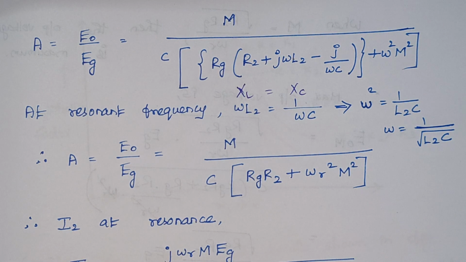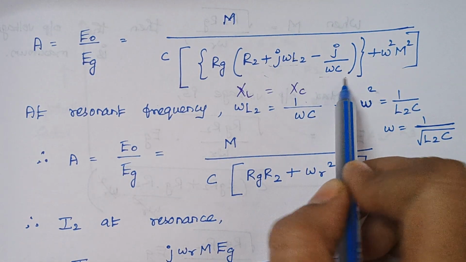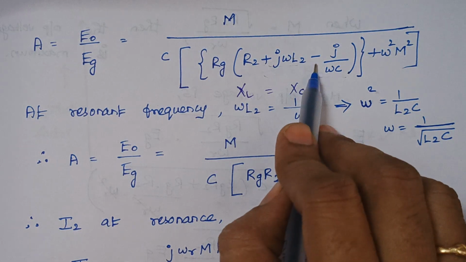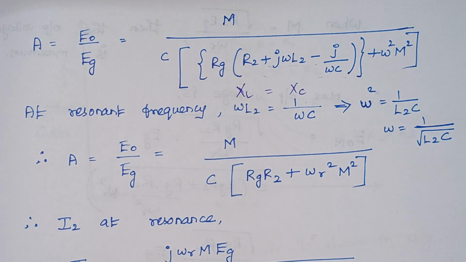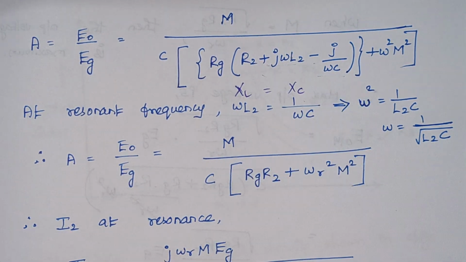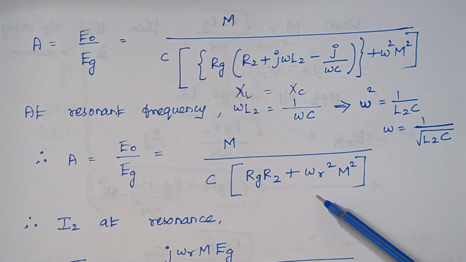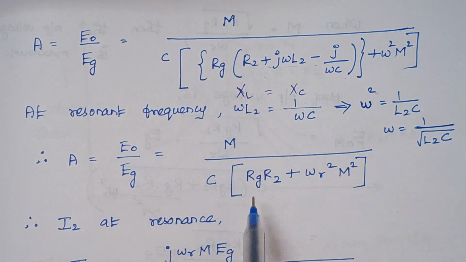Now we are going to apply this condition. That is, you see, this value is equal to this value. One is with plus sign, another is with minus sign. What happens? They cancel each other. So at resonant frequency, these two terms cancel each other and this expression gets modified like this. In this case, I have just multiplied this Rg with this R2.